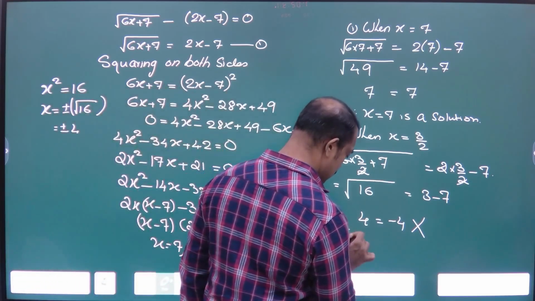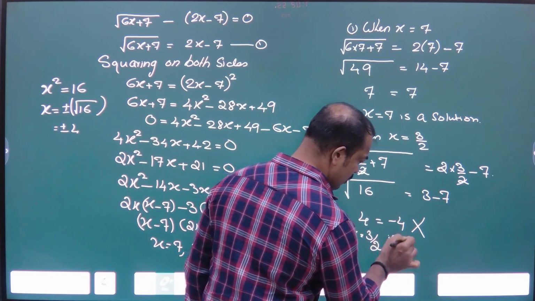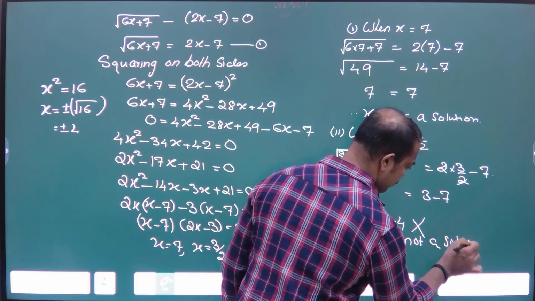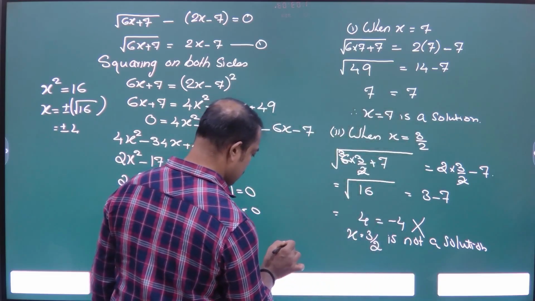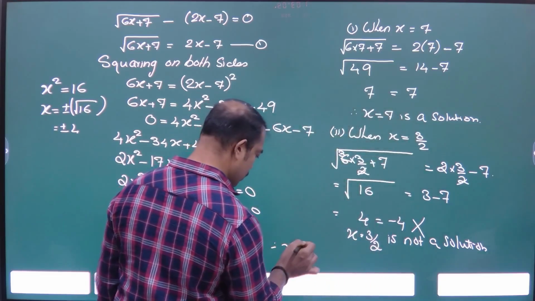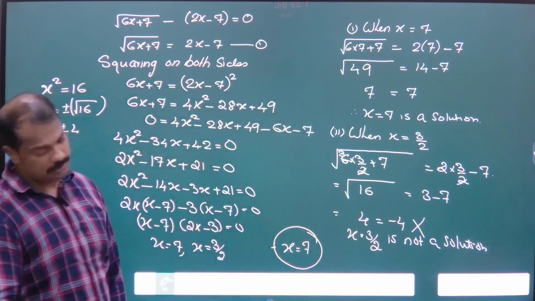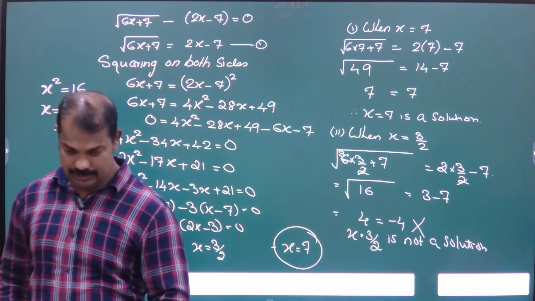Therefore x equal to 3/2 is not a solution. Therefore x is equal to 7, एक ही आंसर है इसमें. Clear?